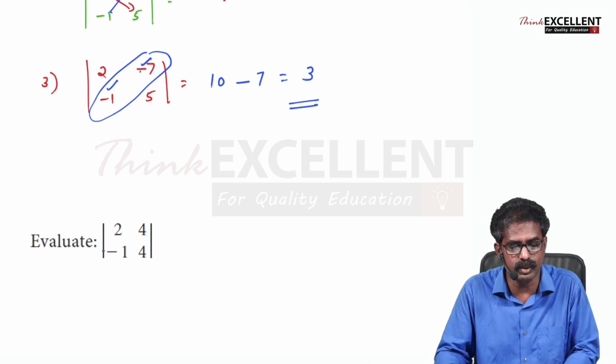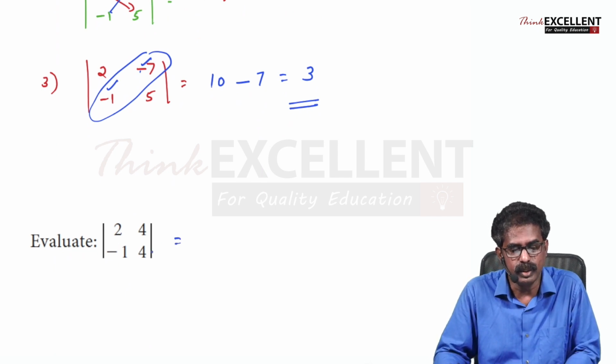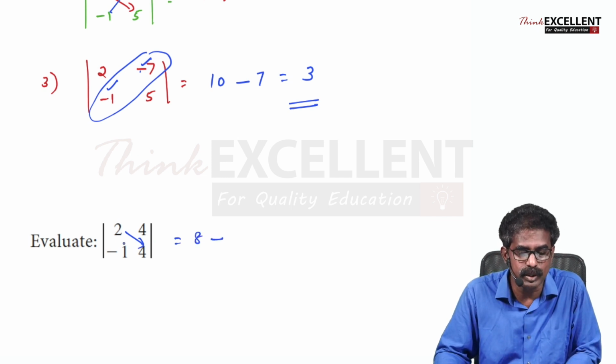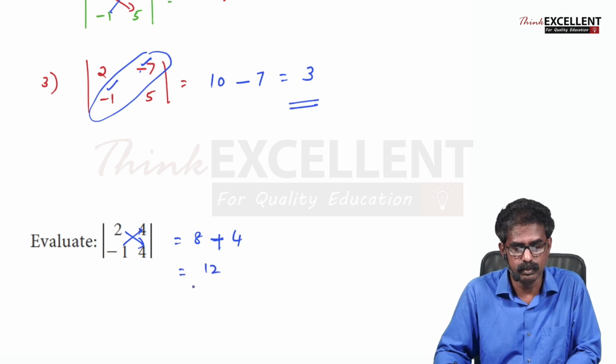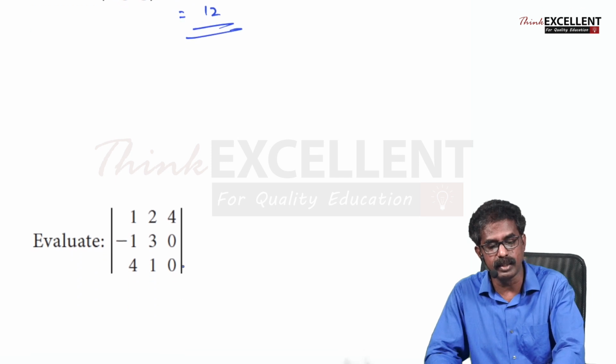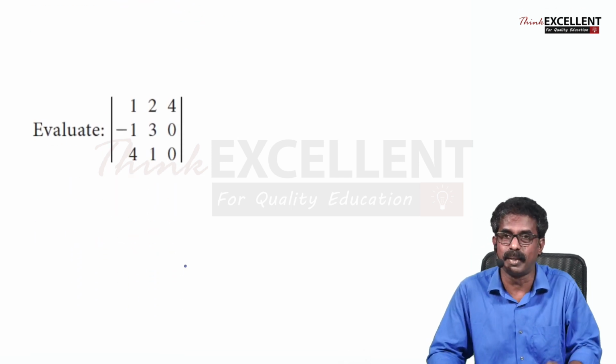So say the answer for this one, 2 into 4. 2 4s are 8. Put a minus. Then multiply these two. 4 into minus 1 is minus 4. Already a minus is here. Minus minus 4, so it is what? Plus 4. So the answer is what? 12. Okay, so like that you can expand a 2 by 2 determinant.